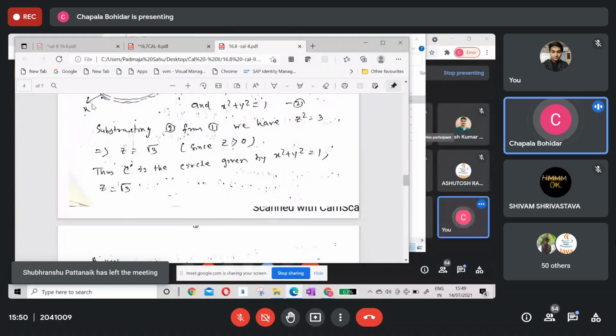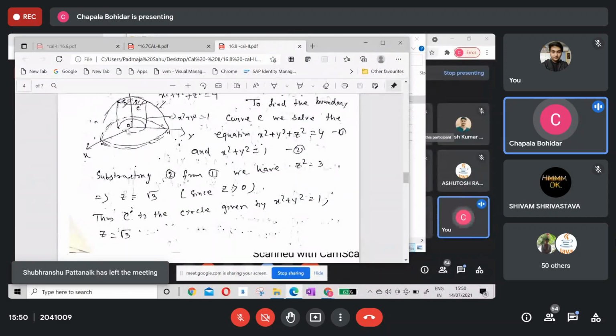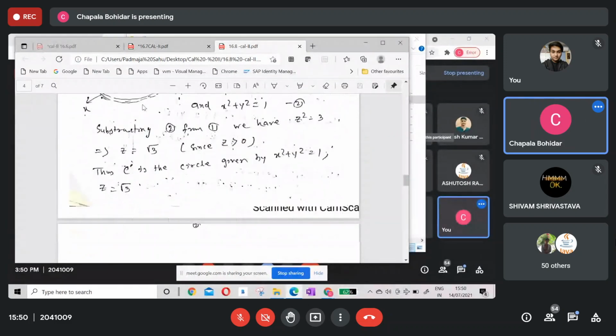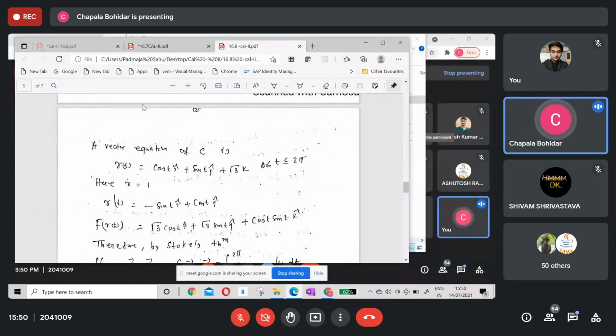C is the circle given here, x square plus y square is equal to 1 and the value of z is equal to root 3. This is the circle on the part of the sphere at z is equal to root 3. So now the vector equation we can write down: r(t) is equal to cos t i cap, sin t j cap and root 3 k cap, where t lies from 0 to 2 pi.